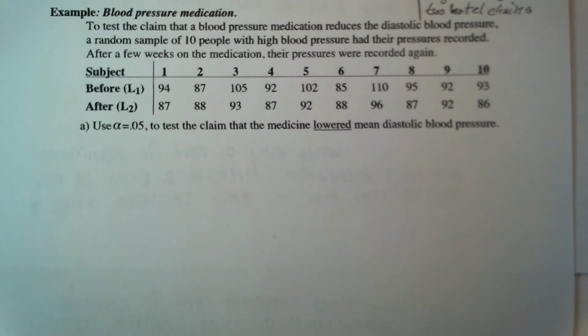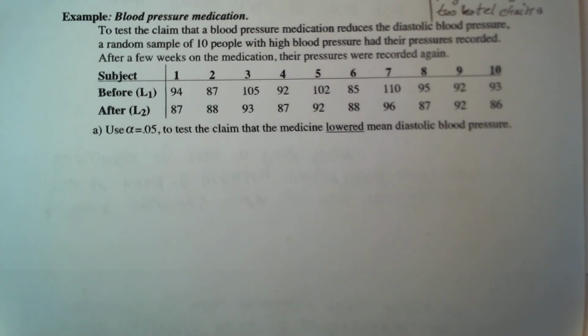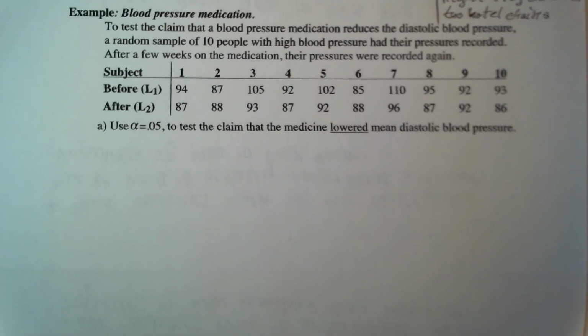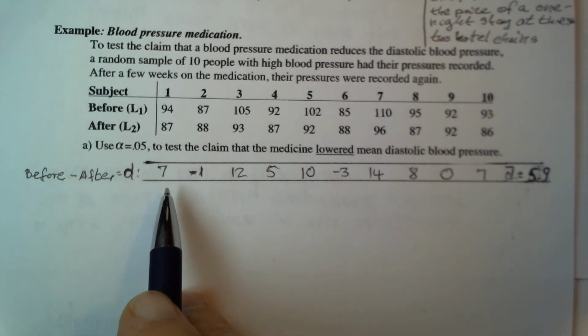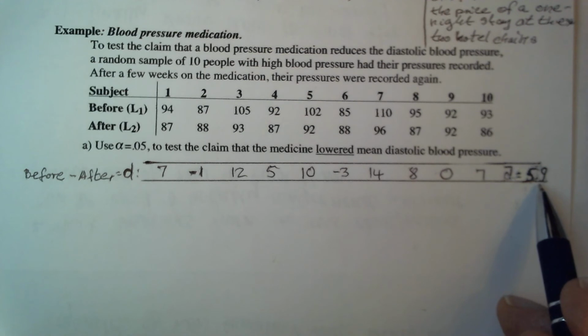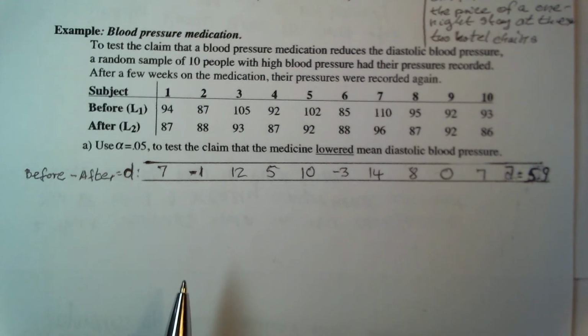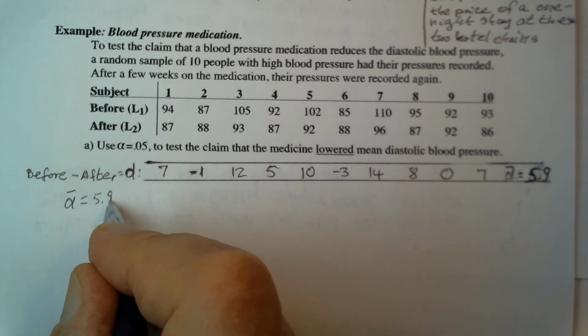So obviously this is a case of dependent samples because we're dealing with the same person before and after using the medication. And so the first thing we need to do is compute the differences between the before and the after. So we subtract the after from before, so before minus after. Let's do the differences. So here we computed the difference before minus after. And when we add them all up, that's equal to 59, divided by 10 gives us a D bar of 5.9. So D bar equals 5.9.